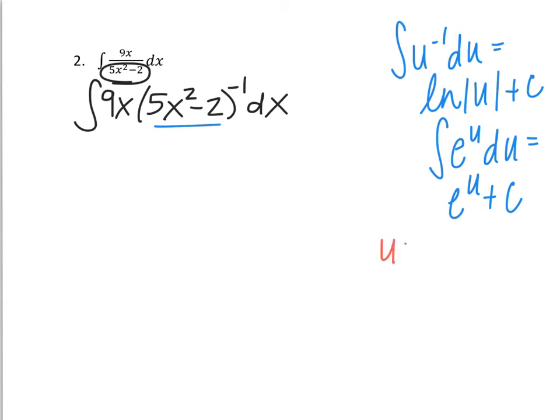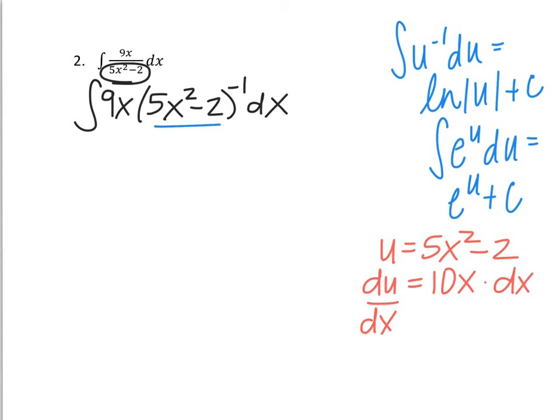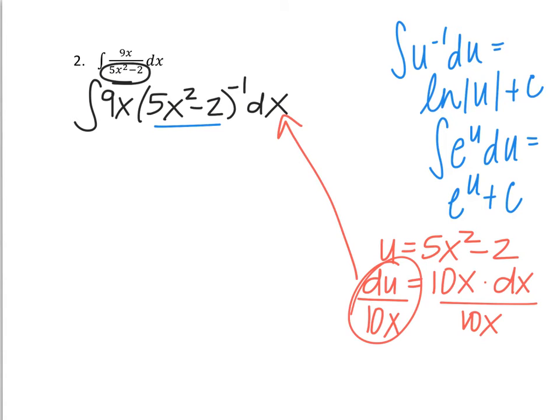So if I have u equals 5x squared minus 2, I take the derivative of u with respect to x. That would be 10x. So it would normally be over dx. Here I'm going to multiply both sides by dx and get rid of the dx. And then to solve for dx, I'm going to divide both sides by 10x. So du over 10x is my dx.